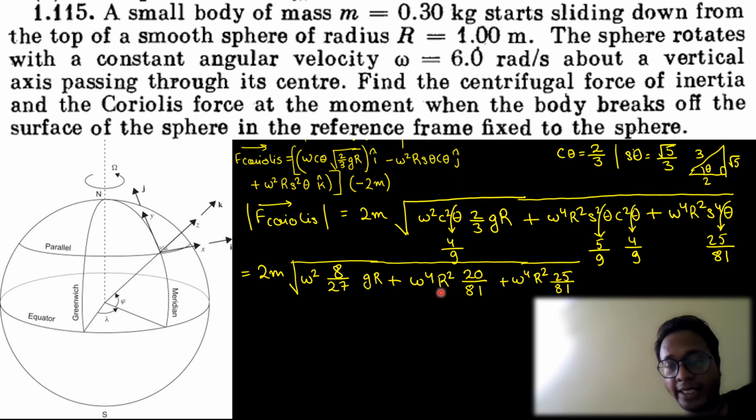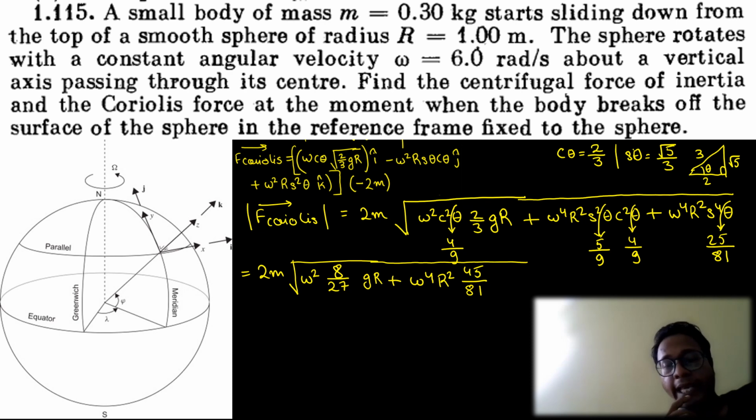So this entire thing can be compressed as omega 4 r square 45 by 81. Why? 20 plus 25 is equal to 45. So these two terms together would be 45 by 81. So 45 by 81.